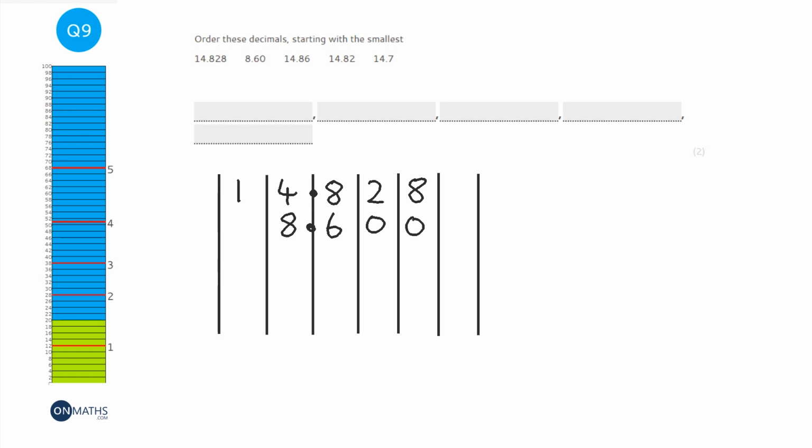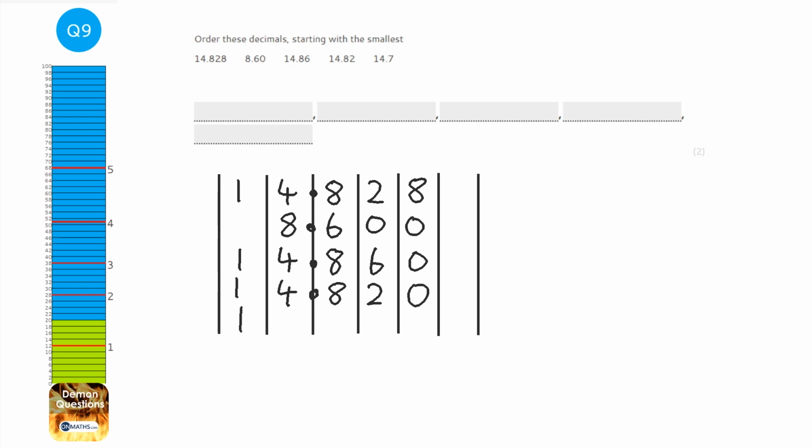It doesn't change the number at all. So 14.86, I'm going to put 0 in there, 14.820, and then 14.7. Now we're starting with the smallest, so I'm looking for the smallest one first.